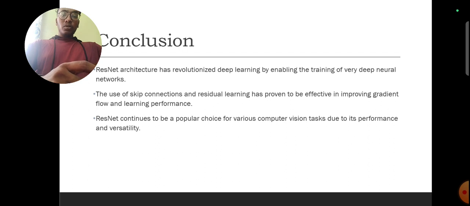And the conclusion: ResNet architecture has revolutionized deep learning by enabling the training of very deep neural networks. The use of skip connections and residual learning has proven effective in improving gradient flow and learning performance. ResNet continues to be a popular choice for various computer vision tasks due to its performance and versatility. So this is the conclusion of ResNet architecture.